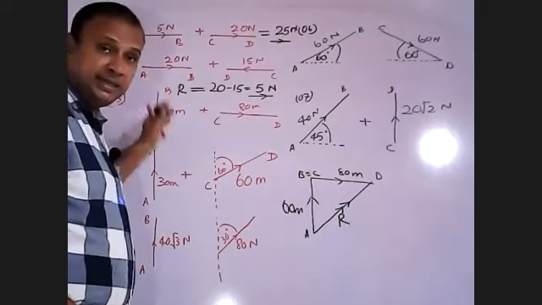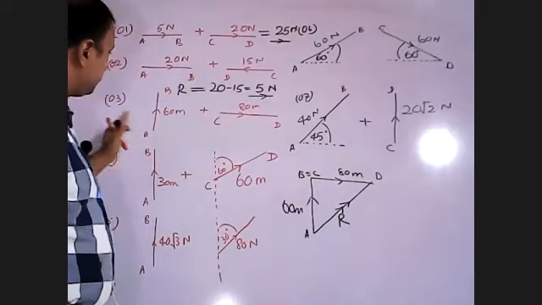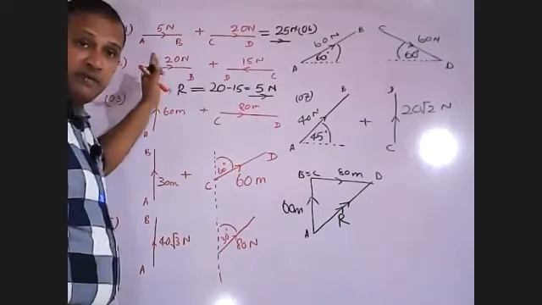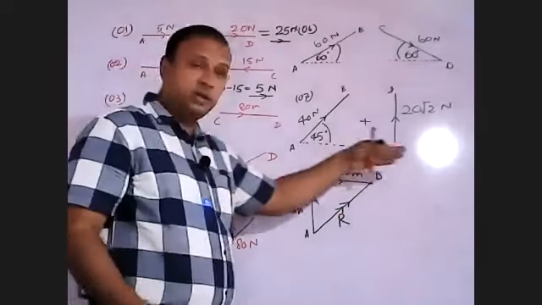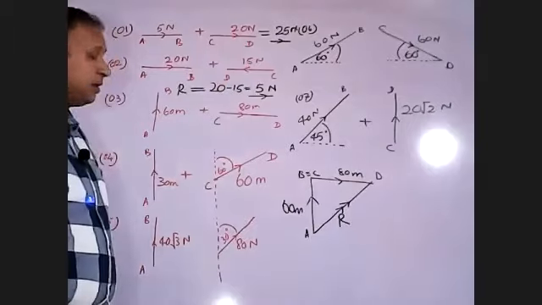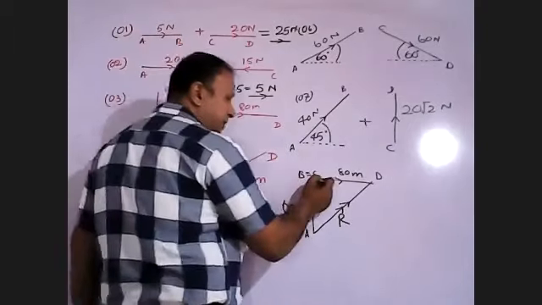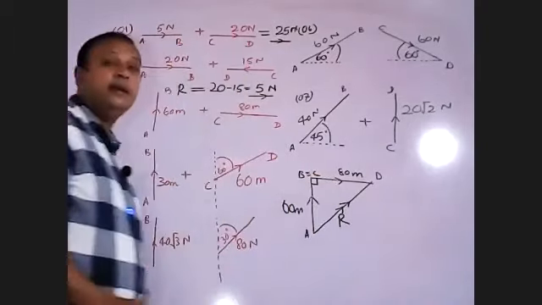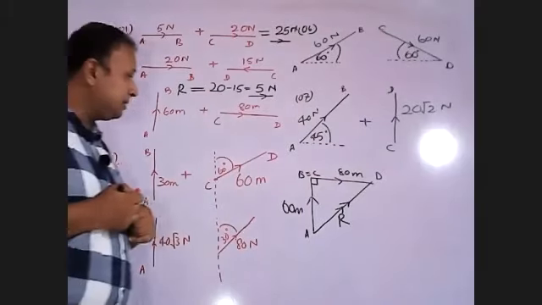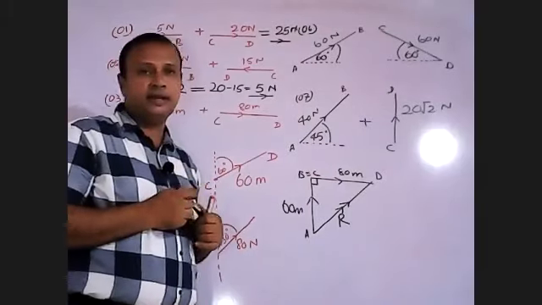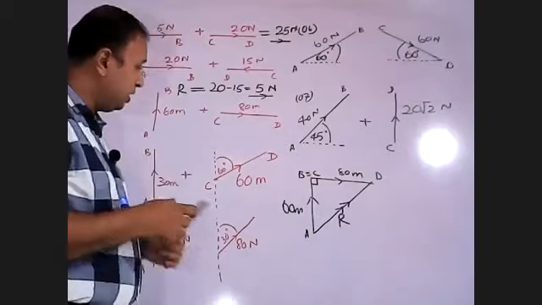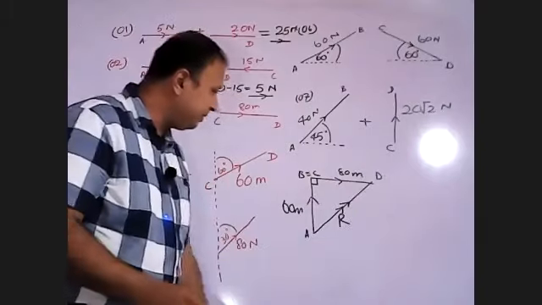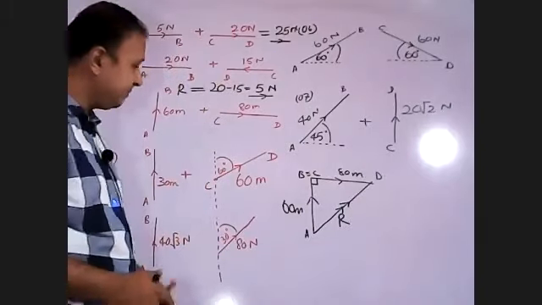60 Newton means it is a vertical force vector, and 80 meter is a horizontal vector. So the angle between them is 90 degrees. So ABC is a right angle triangle. So how to find AD?